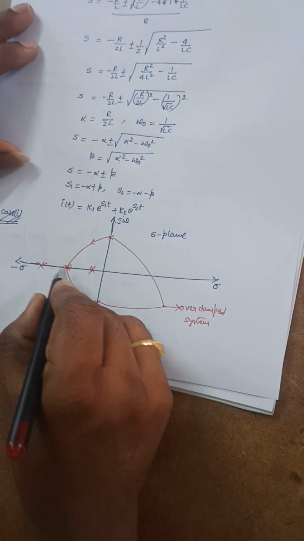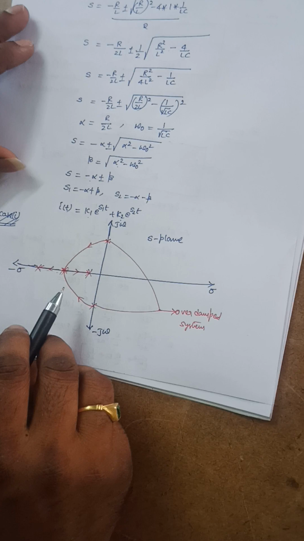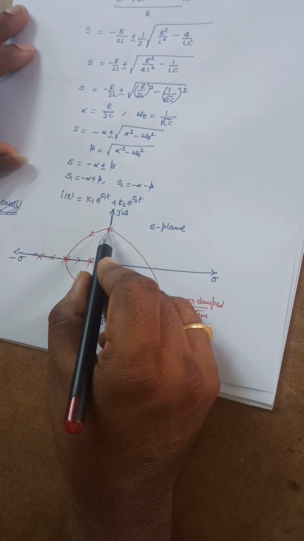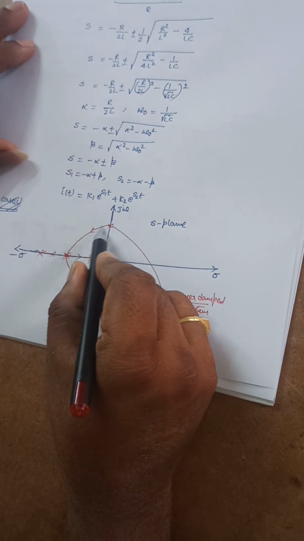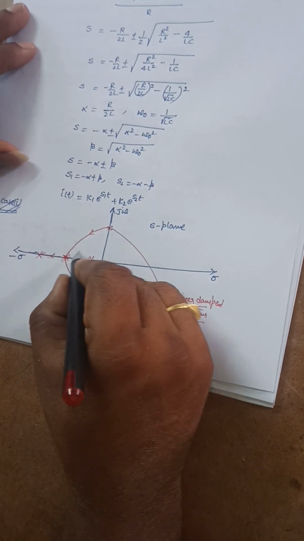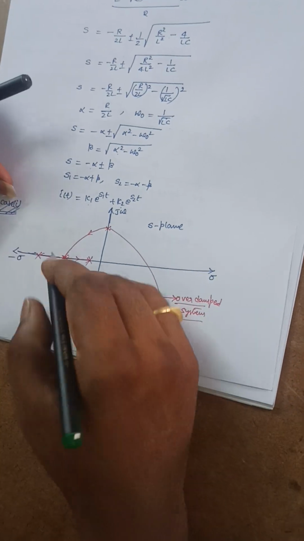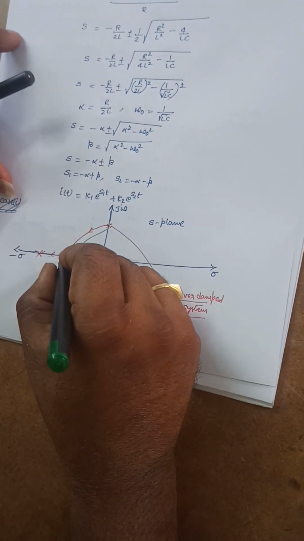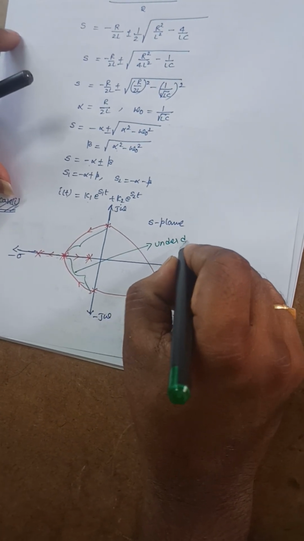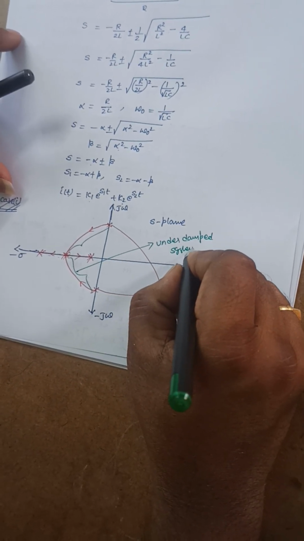Now if the roots are located on the imaginary axis, then the system is said to be over damped system. If the roots lie between these, that means in this place, then this is said to be an under damped system. That means if the roots are in these locations, then the system is said to be an under damped system, or under damped response.